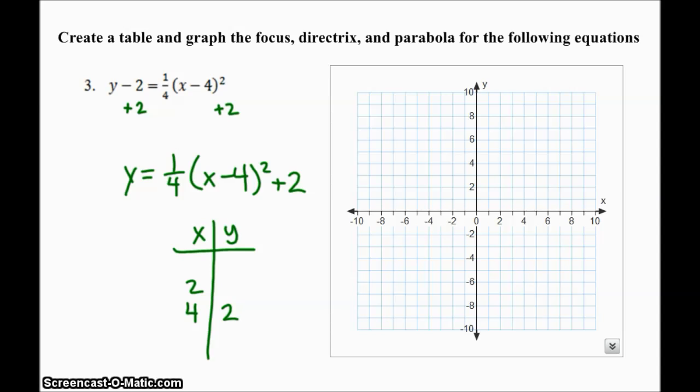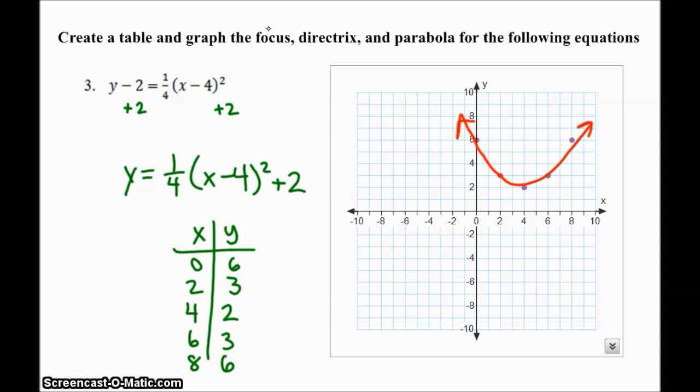And the values that I got were 2 and 3, 0, 6, 6, 3, and 8, 6. So you would plot those. Alright, and there is my parabola. Let's see if I can get a good, nice parabola. It's not perfect, but you get the picture.